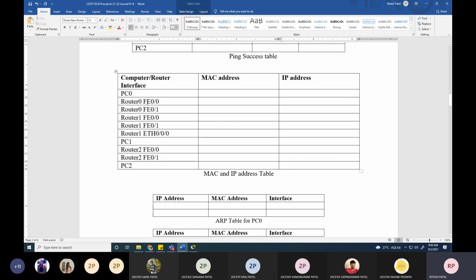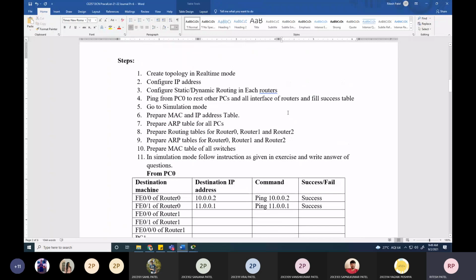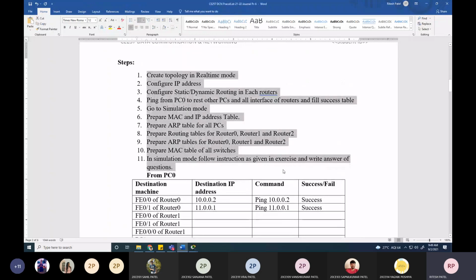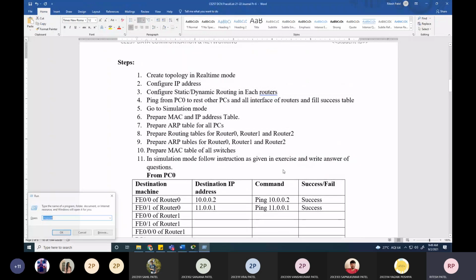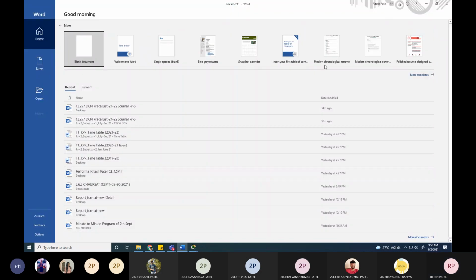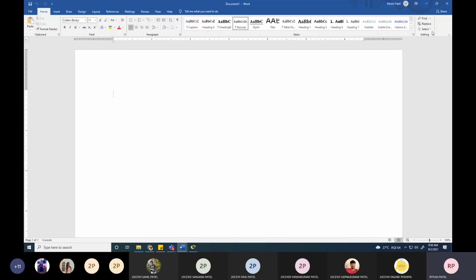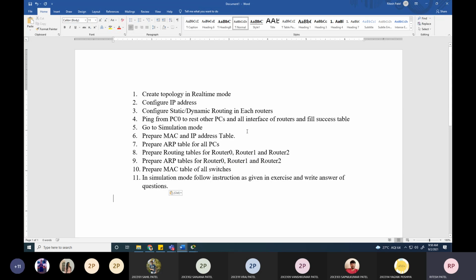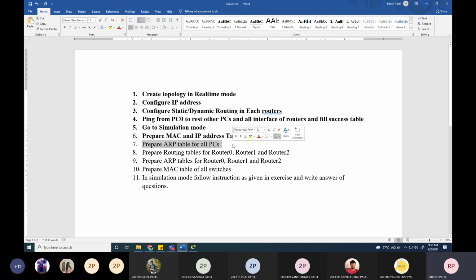So this table indicates that each and every NIC card will have a MAC address and IP address. That's the conclusion from this MAC and IP address table which I want you to derive. Let me copy paste this step into another document. Okay, so we have completed this. Next, prepare the ARP table for all PCs.